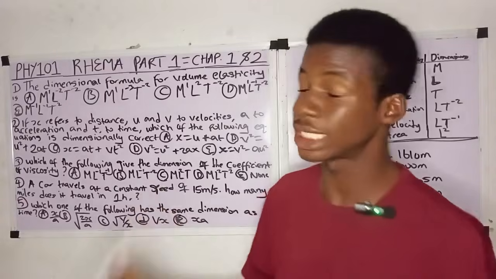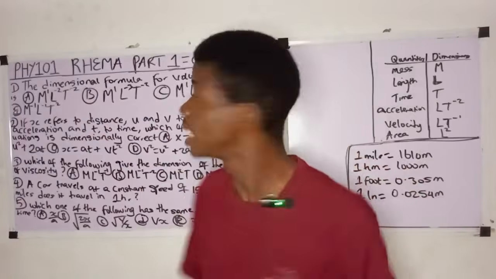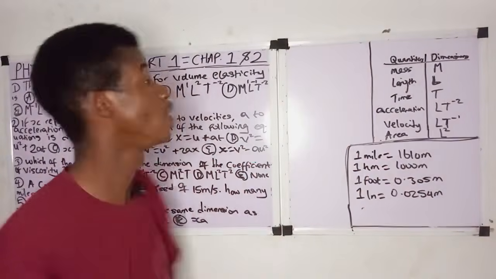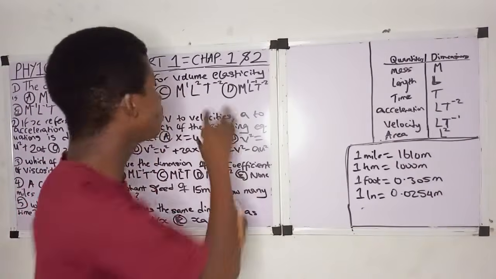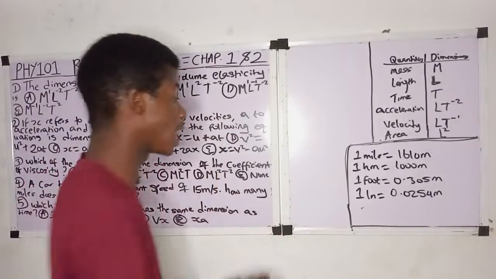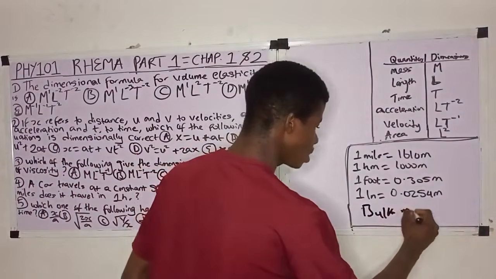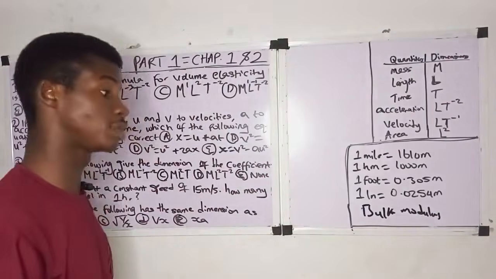Now let's start with the very first one. The dimensional formula for volume elasticity is... So what are they telling us? They're telling us to look for the dimension for volume elasticity. Now take note that volume elasticity is also known as bulk modulus. Yes, volume elasticity is also known as bulk modulus.